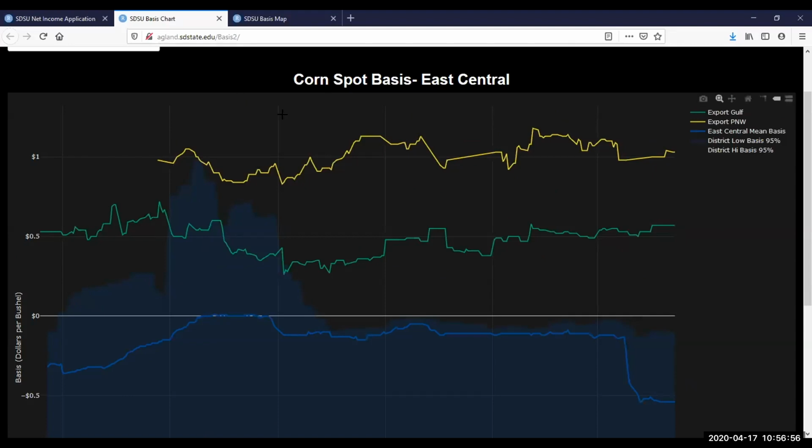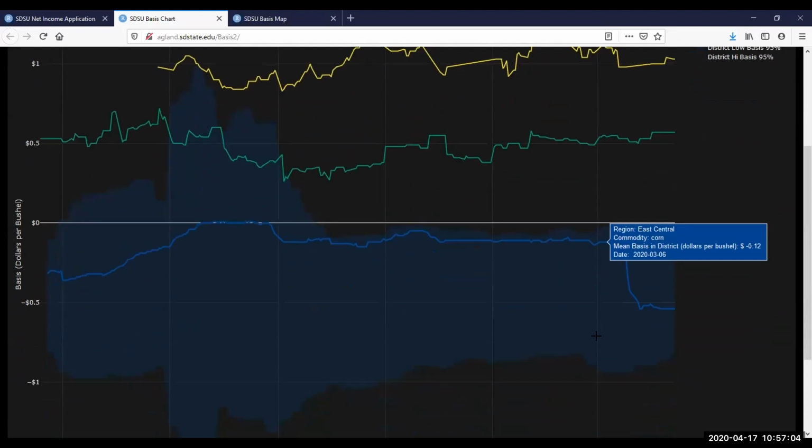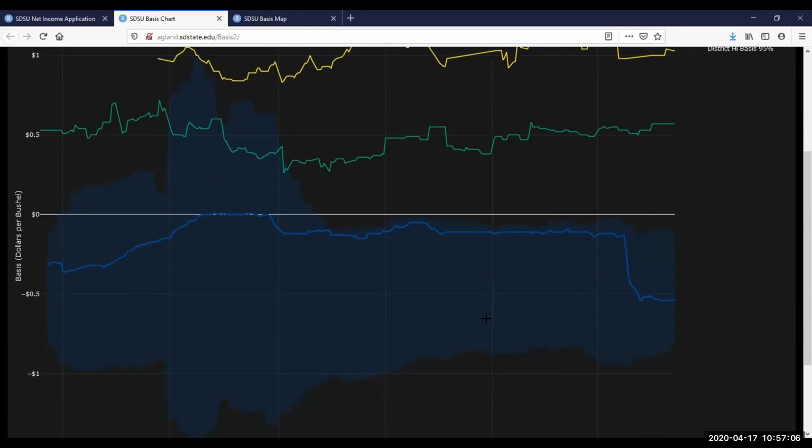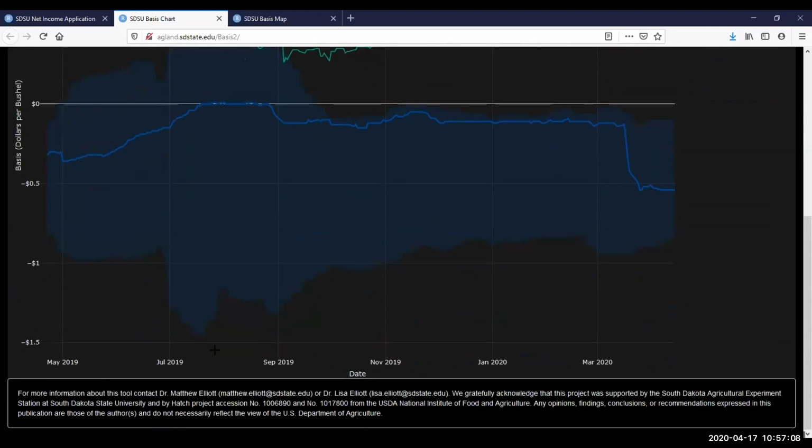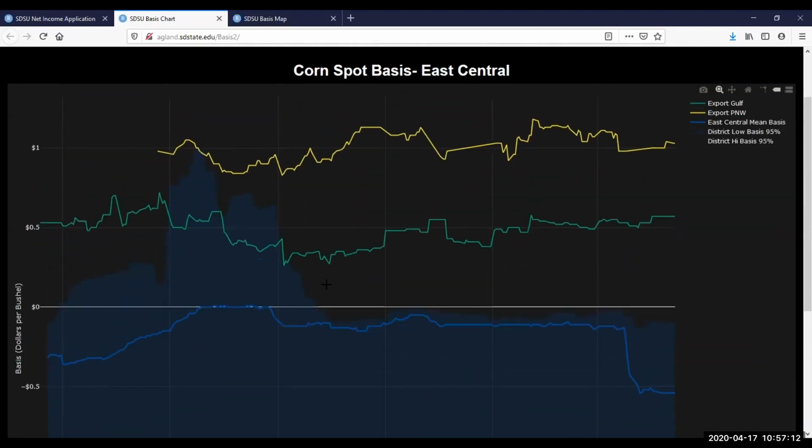Here's the corn spot basis for East Central South Dakota. The blue line is the basis number. So you can kind of see some seasonality and some changes there as you would go forward. And if you scroll down, the months are listed at the bottom. The other lines are different export markets and what their basis levels are in those markets.